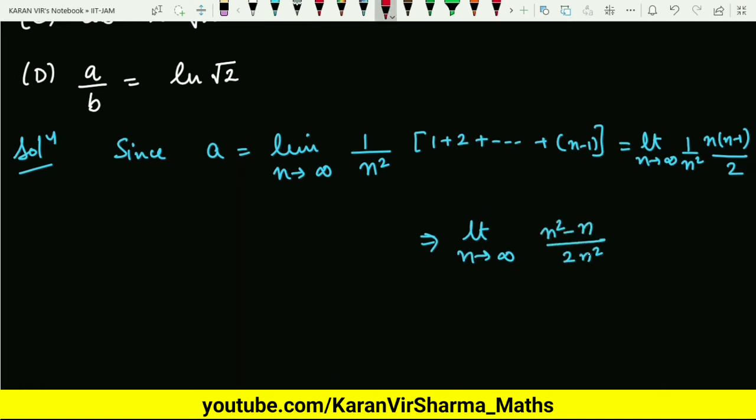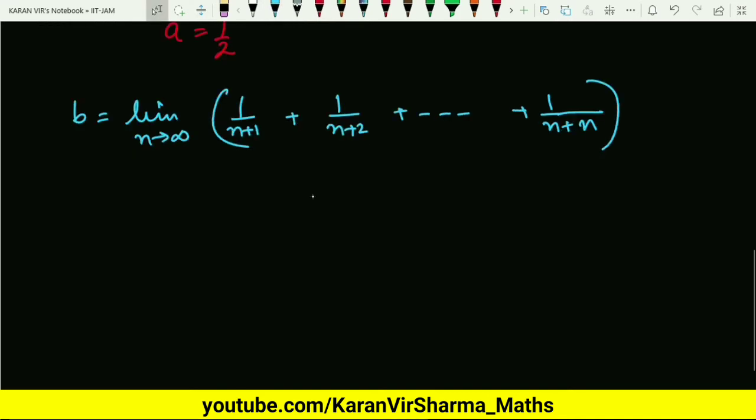On taking the limit as n tends to infinity, it will come out to be 1/2. On dividing by n², you are left with (1 − 1/n)/2. Now just take the limit as n tends to infinity, this term goes to 0, so you are left with 1/2. So the limit comes out to be 1/2. Now the value of A is 1/2. Now let us solve it for B.